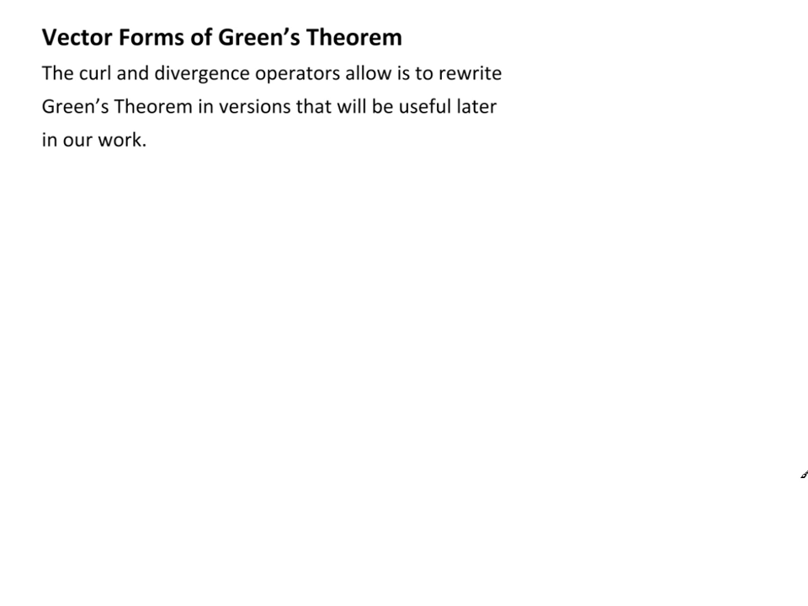We can revisit Green's theorem and take a look now at different vector forms of the same theorem. Now, the curl and the divergence operators actually allow us to rewrite Green's theorem in versions that will be useful a little bit later on in the semester. Now, let's suppose that the plane region D, the same D we've been dealing with before, and its boundary curve C, and the functions P, Q, and R all satisfy what we need for Green's theorem.